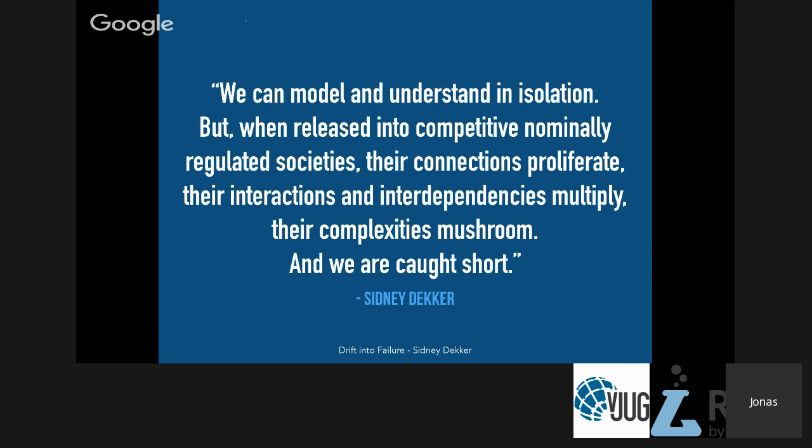So Sidney Dekker, in an excellent book, Drift into Failure, writes about resilient systems. And one great quote is, and I quote, "We can model and understand in isolation, but when released into competitive, nominally regulated societies, their connections proliferate, their interactions and interdependencies multiply, their complexities mushroom, and we are caught short." The problem is that modeling the world is very, very hard, right?